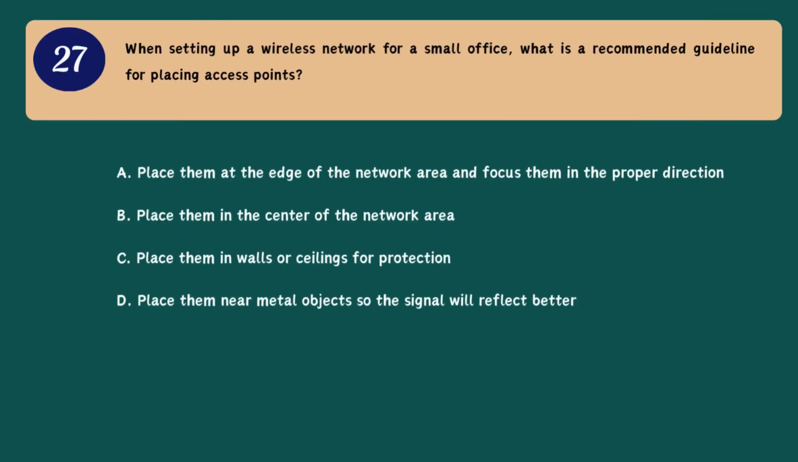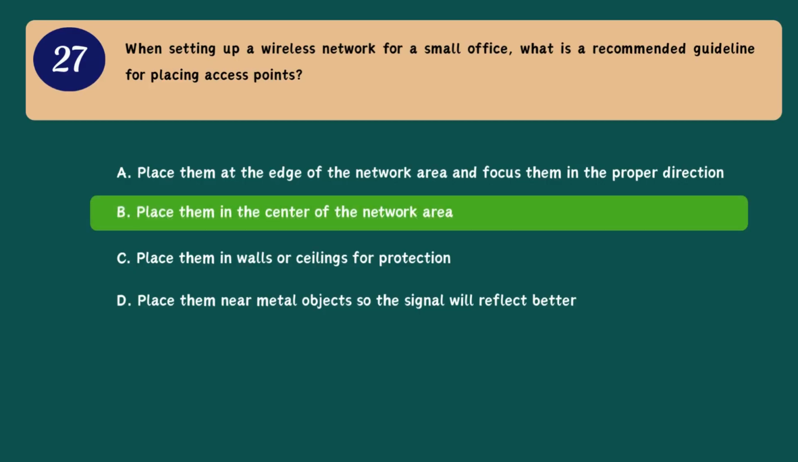Question 27. When setting up a wireless network for a small office, what is a recommended guideline for placing access points? A. Place them at the edge of the network area and focus them in the proper direction. B. Place them in the center of the network area. C. Place them in walls or ceilings for protection. D. Place them near metal objects so the signal will reflect better. Correct answer. B. Place them in the center of the network area.